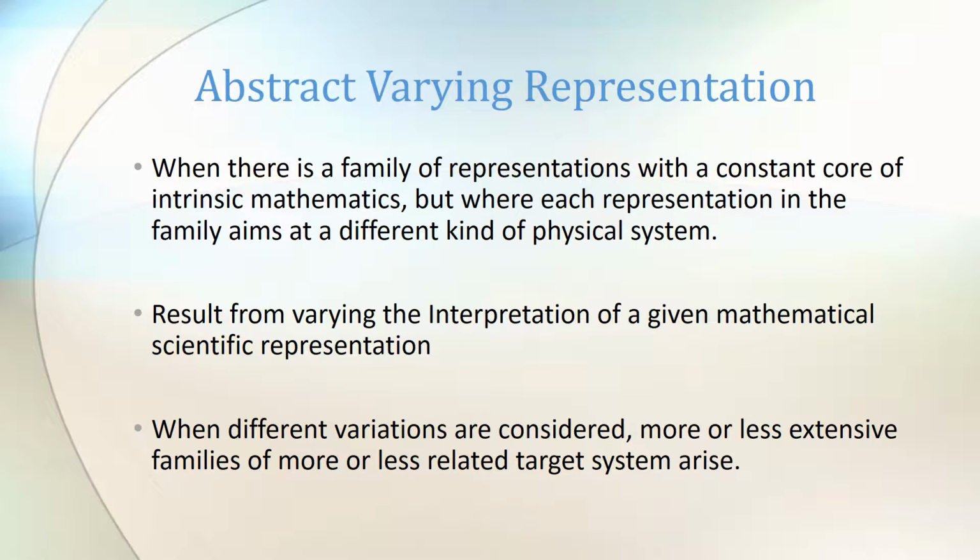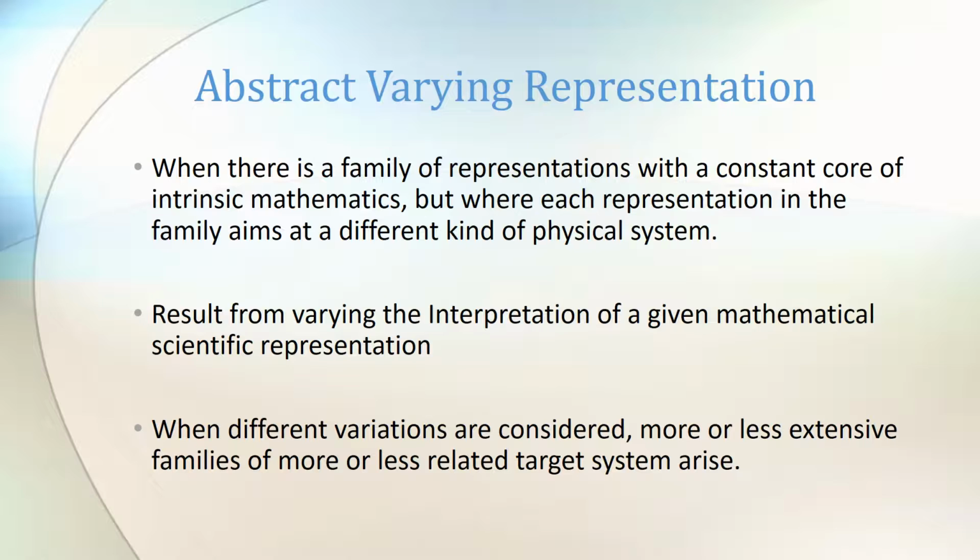Okay, let me begin by explaining abstract varying representation. Abstract varying representation is when there is a family of representations with a constant core of intrinsic mathematics, but where each representation in the family aims at a different kind of physical system. Basically, what we're trying to do with abstract varying representation is to find the core mathematic structure of a family of physical systems.